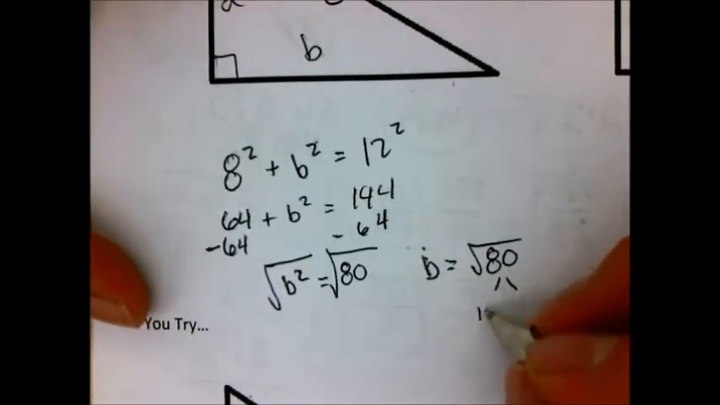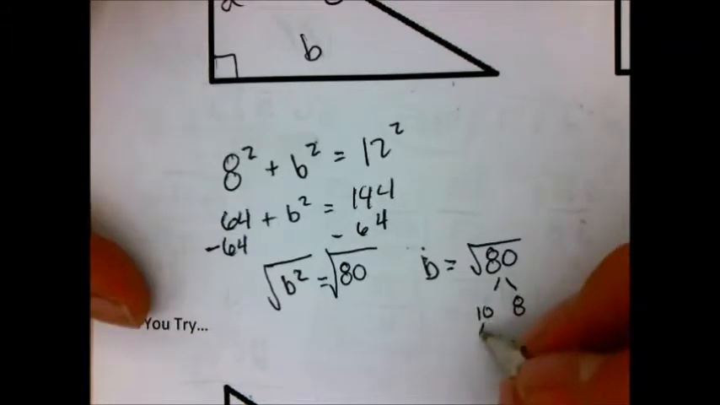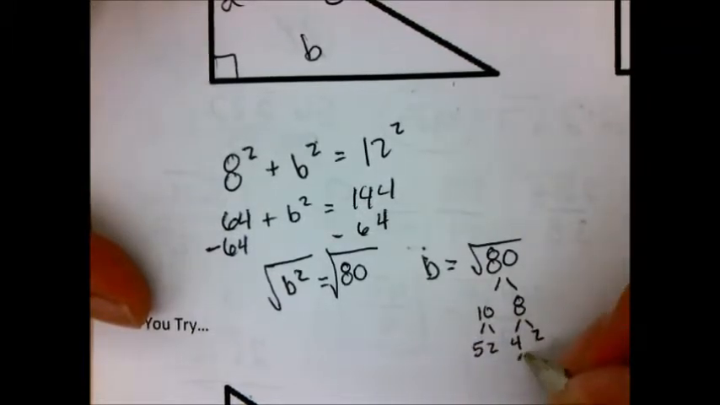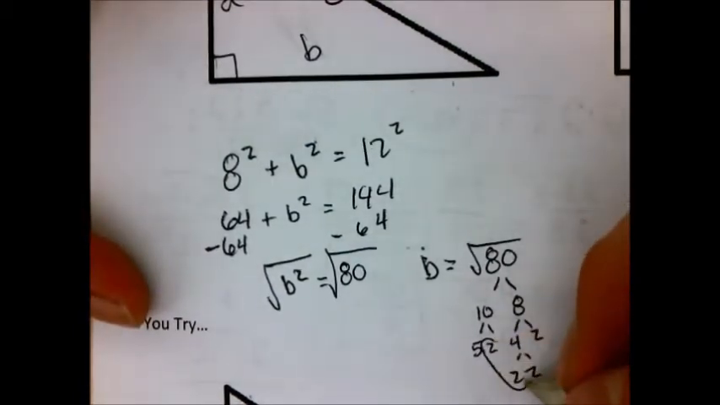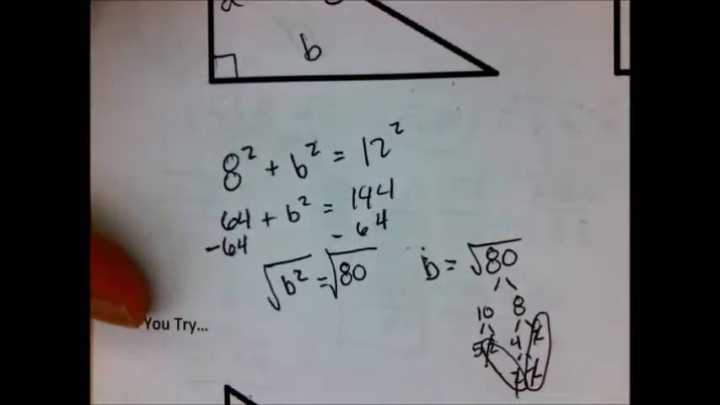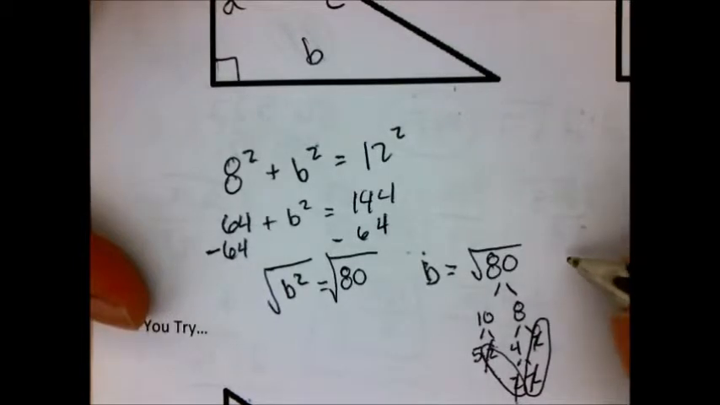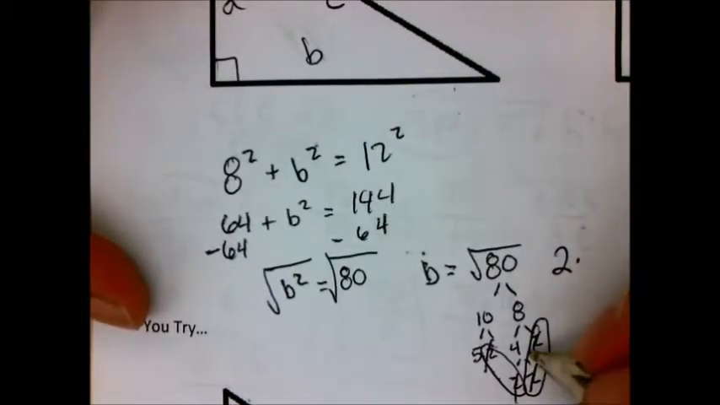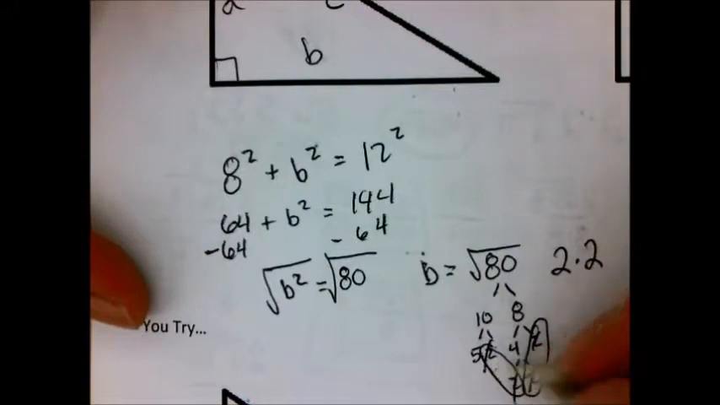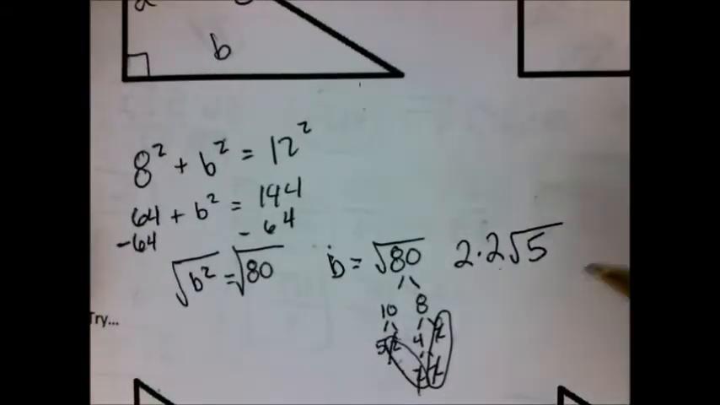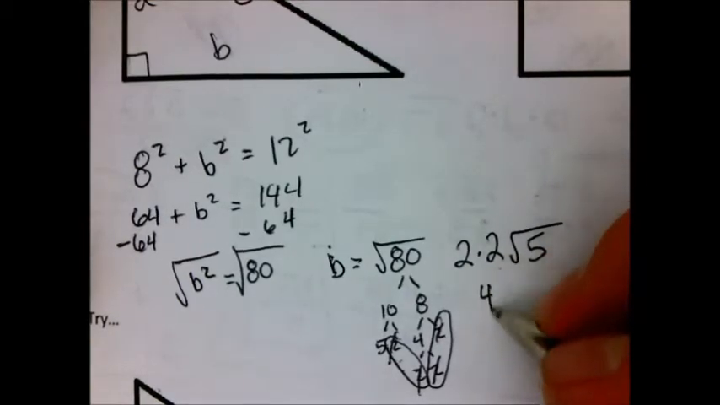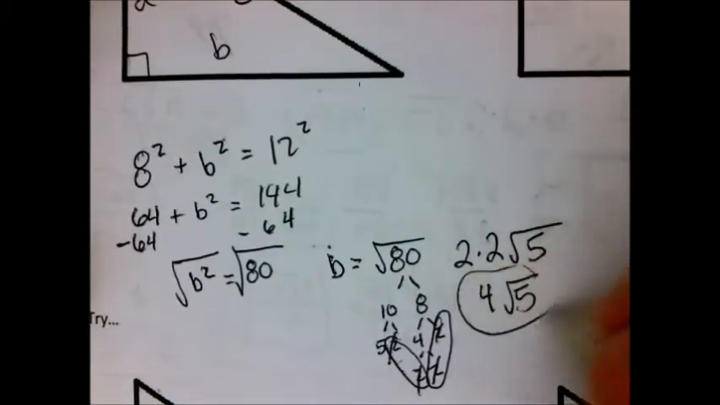So 80 breaks down into 10 and 8. This breaks down into 5 and 2. This breaks down into 4 and 2. This breaks down into 2 and 2. So we have one pair of 2's. We have 2 pairs of 2's. 5 stays alone. So we've got 2 from the one pair, we've got another 2 from the other pair, and we are left with 5 under the radical. 2 times 2 is 4. Square root of 5.